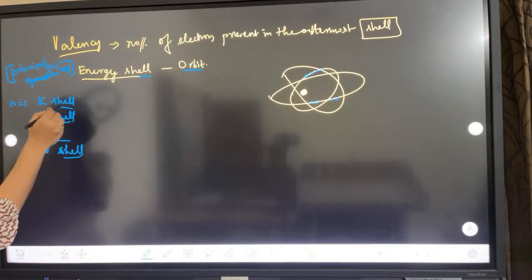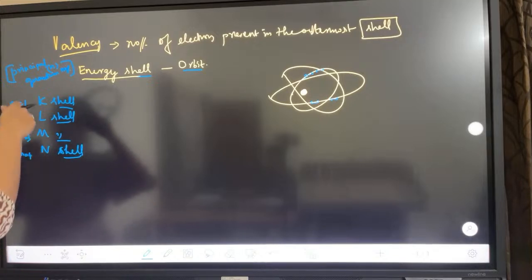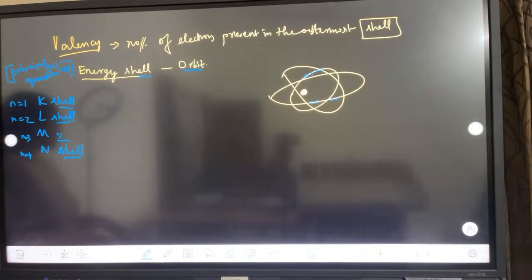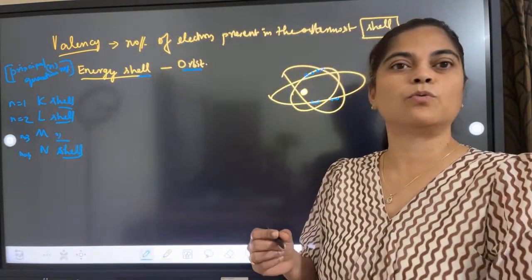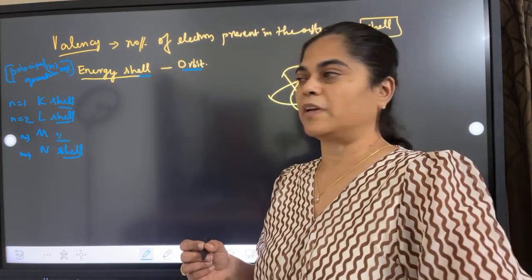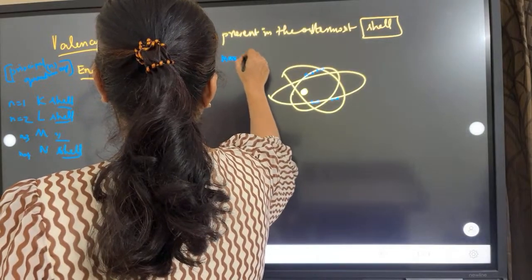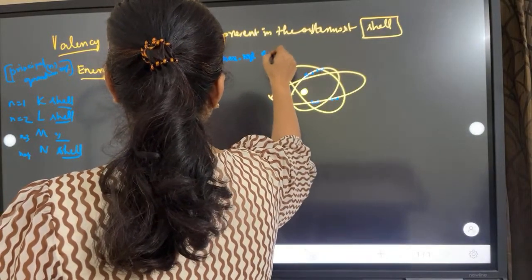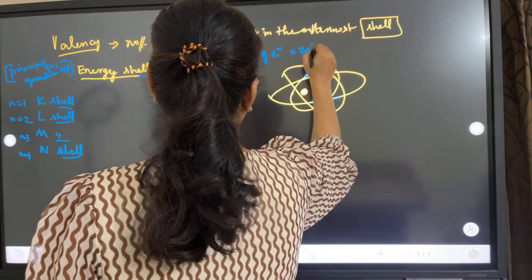If n is equal to 1, K shell. n is equal to 2, L shell. n is equal to 3, M shell. n is equal to 4, N shell. It goes on like that. Clear? Then the next point you can write: the maximum number of electrons in each and every orbit is 2n square.